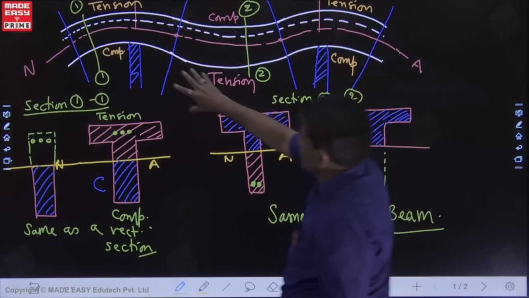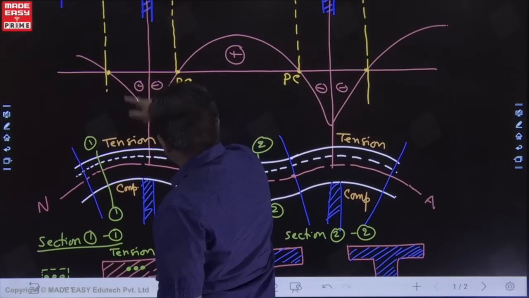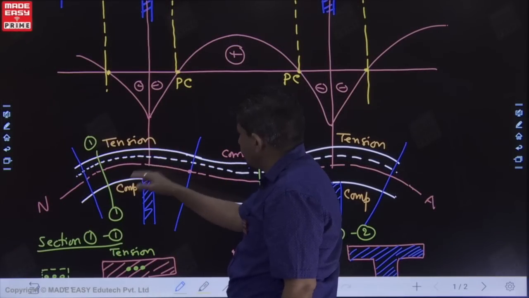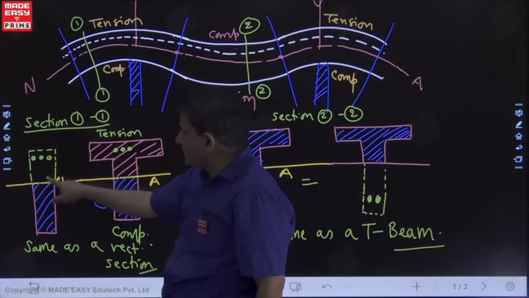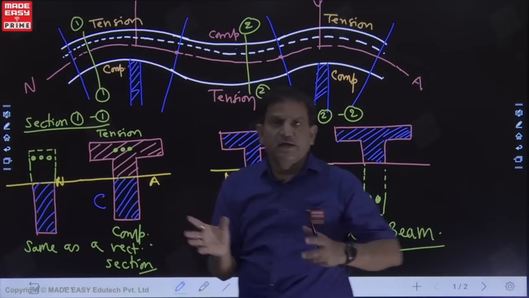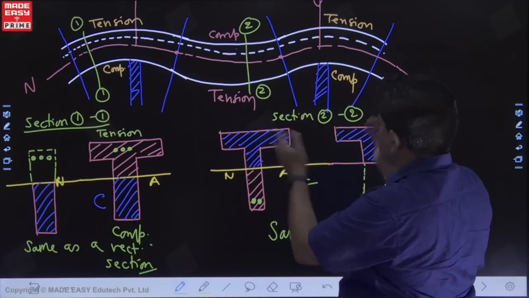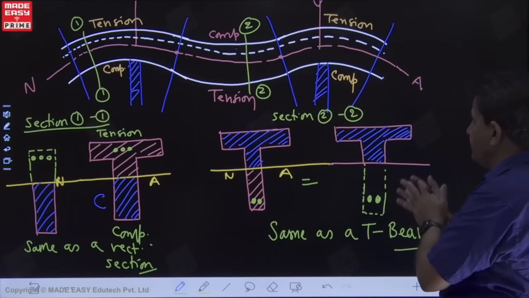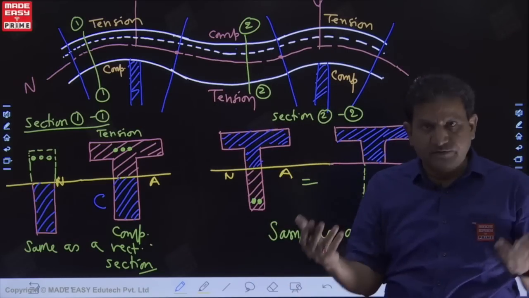But in this portion of negative bending moment area, see this is negative bending moment. Here the tension is at top, compression is at bottom. So this will behave just like a rectangular beam. We don't design it like a T-beam in this portion. So such a T-beam, when it is continuing over the support, behaves in a different manner.